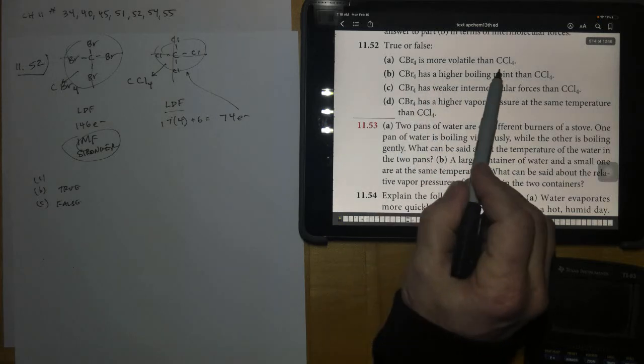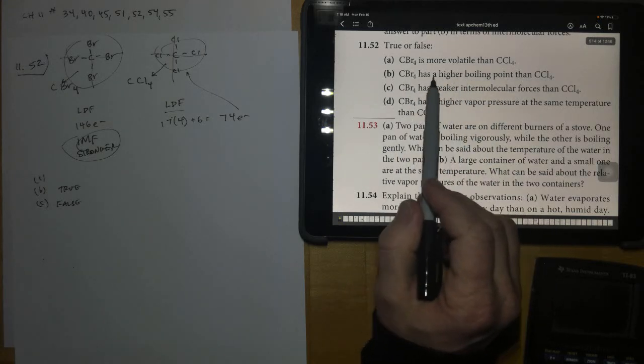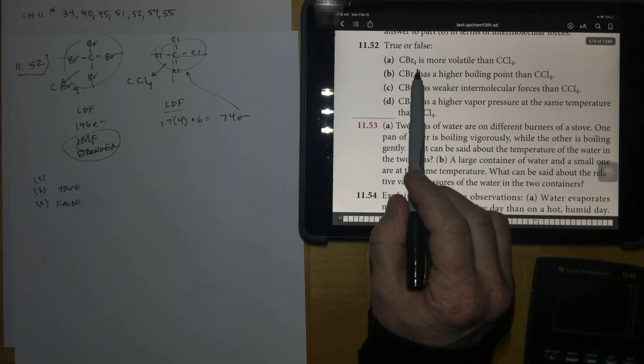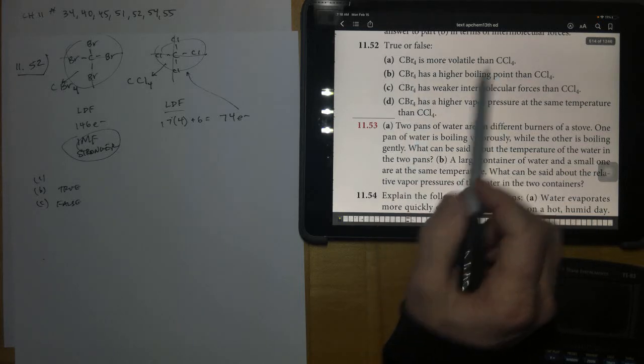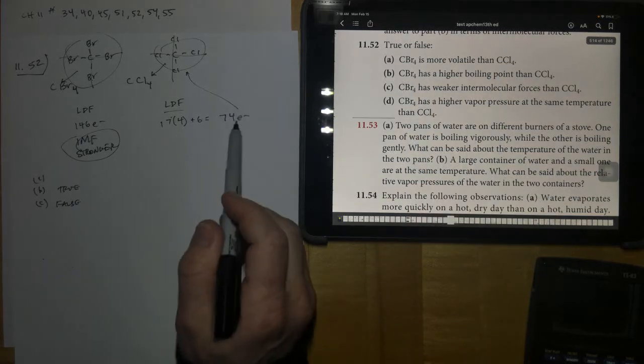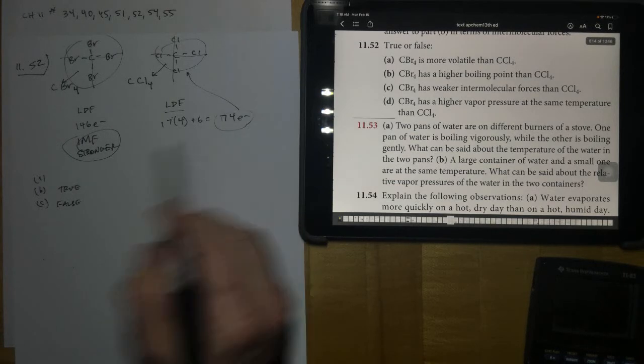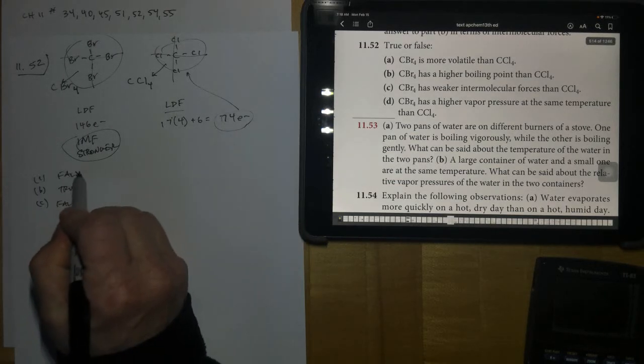CBr4 is more volatile than CCl4. That's not true, because CCl4 would want to go from a liquid to gas much faster because it has weaker intermolecular forces, so that one would be false.